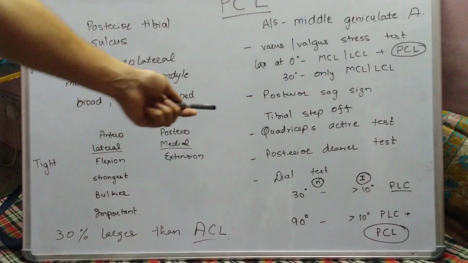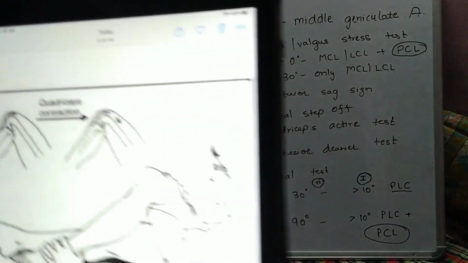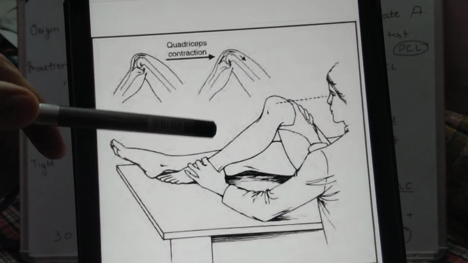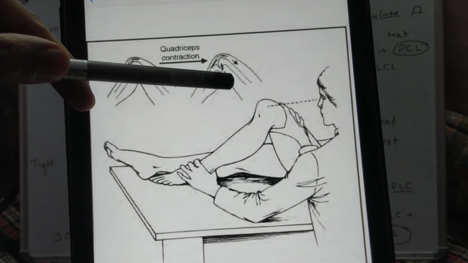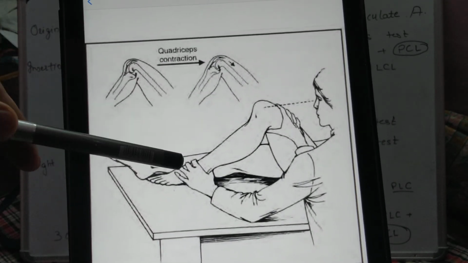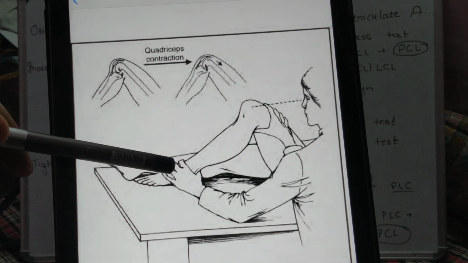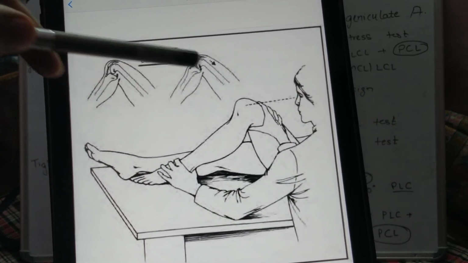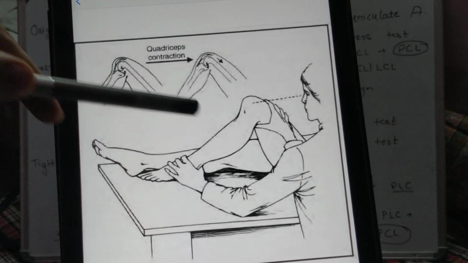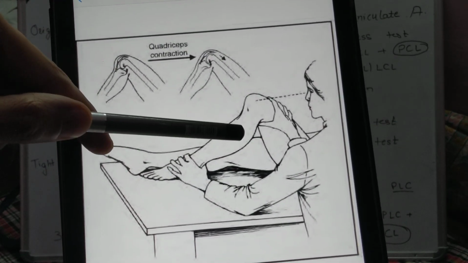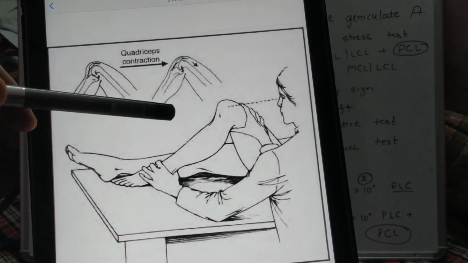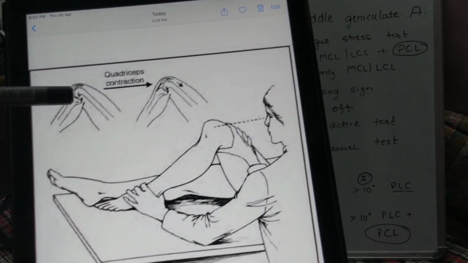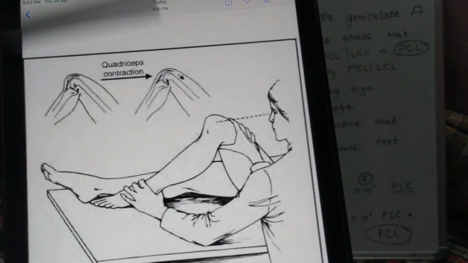The third test is the quadriceps active test. Again at 90 degrees of flexion at the knee joint, we ask the patient to extend the knee joint against resistance by our hand. When the patient tries to extend the knee joint by contracting the quadriceps, this posterior displacement will get reduced by the pull of the quadriceps. So this will again detect the posterior cruciate ligament injury.